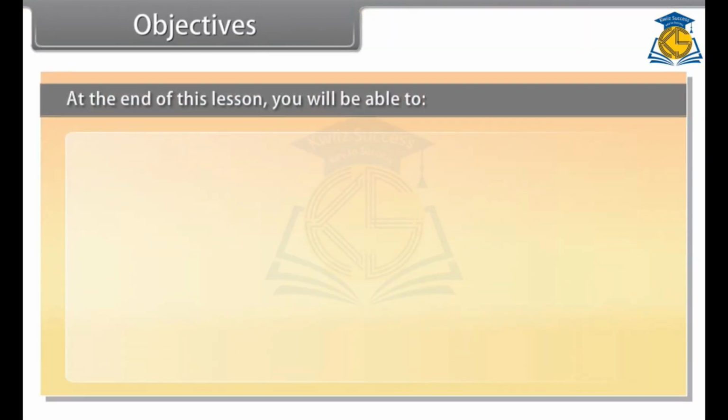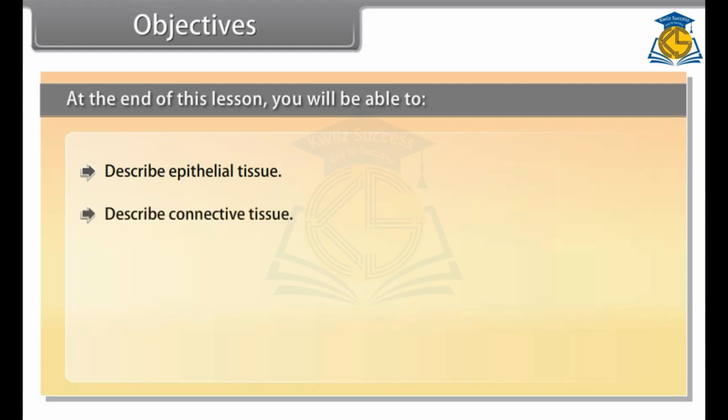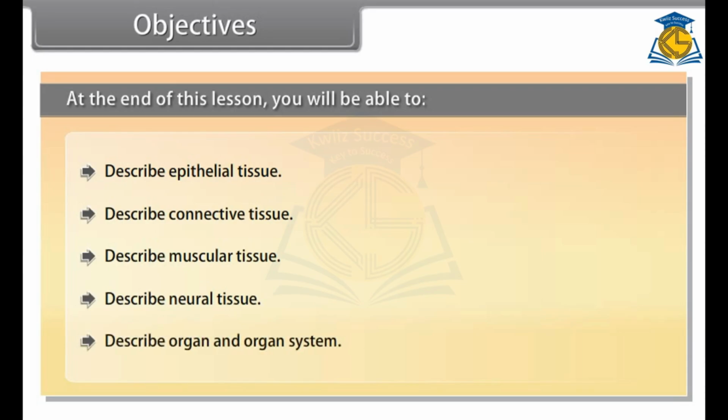Objectives. At the end of this lesson, you will be able to describe epithelial tissue, describe connective tissue, describe muscular tissue, describe neural tissue, describe organ and organ system.